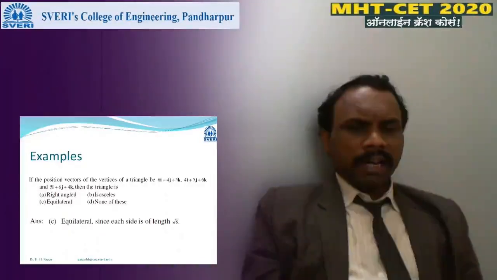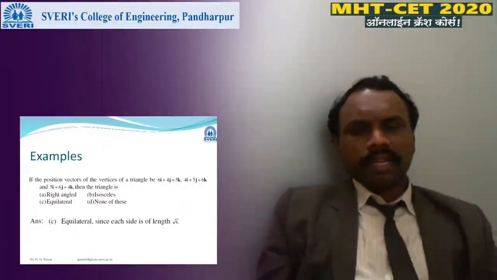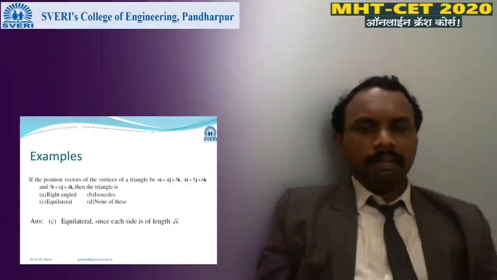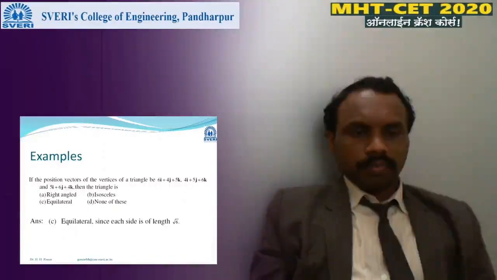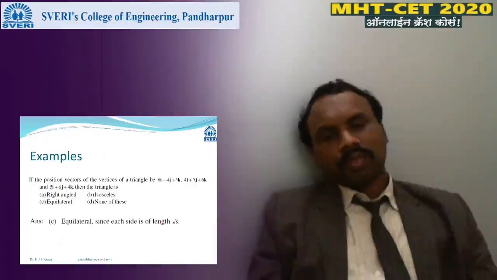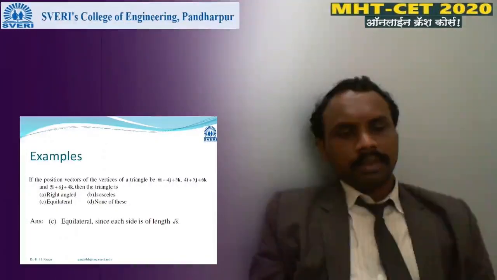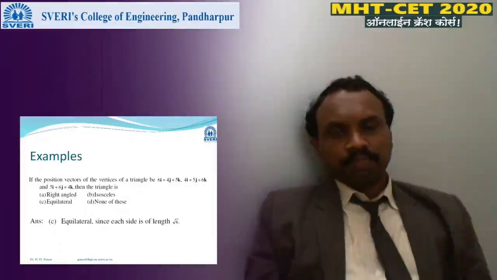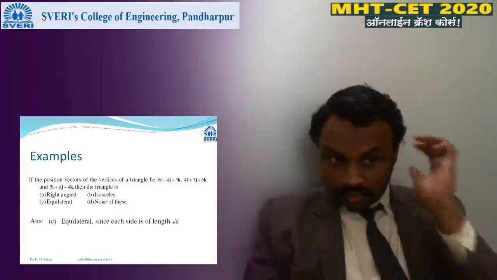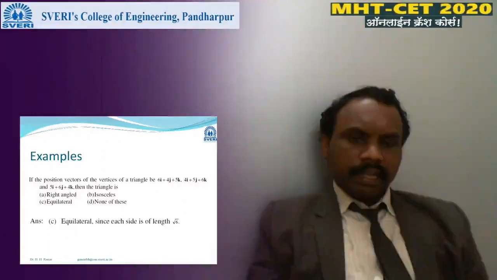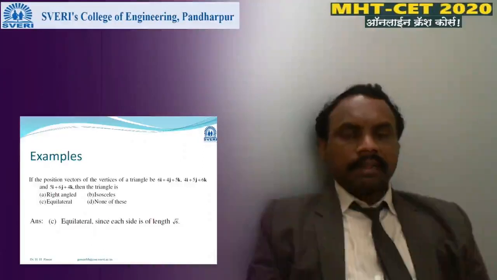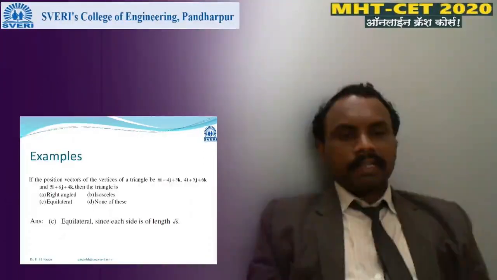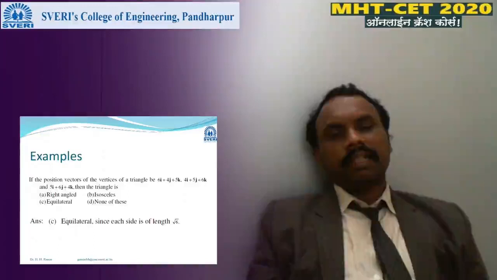So if you find out the modulus of all these vectors and it becomes the same, that is the length of the sides. Here in this case the length of a side is obtained by taking position vectors as A bar, B bar and C bar.